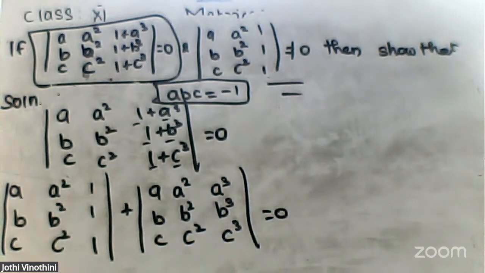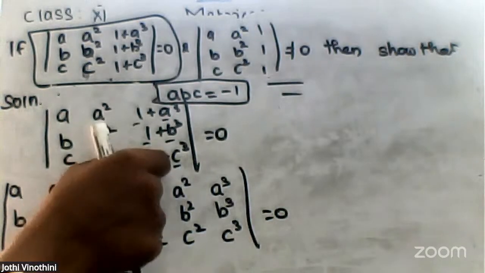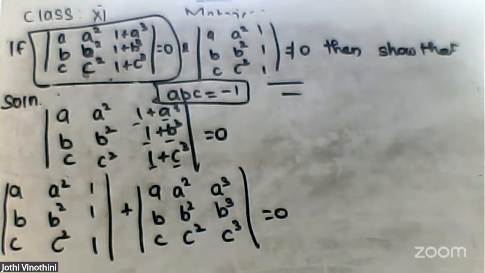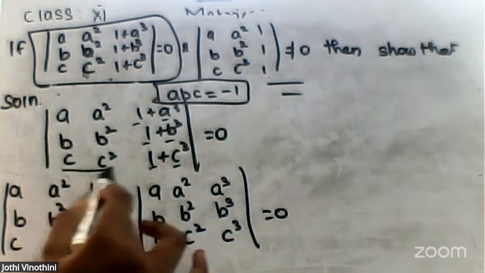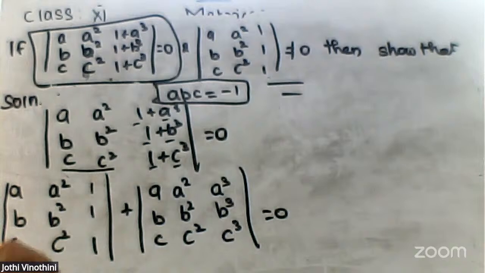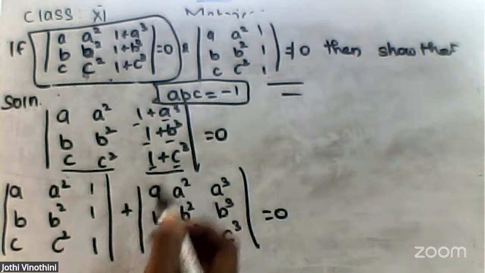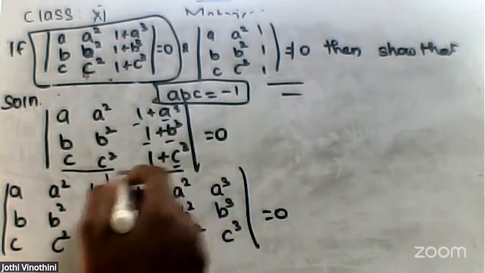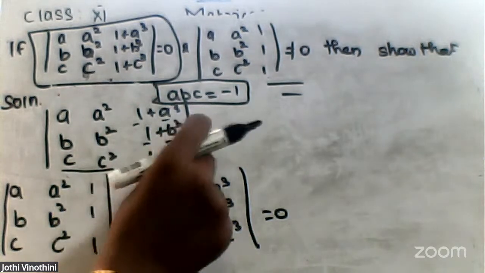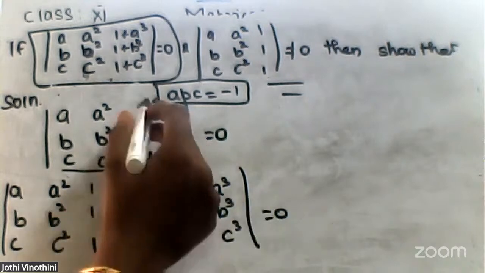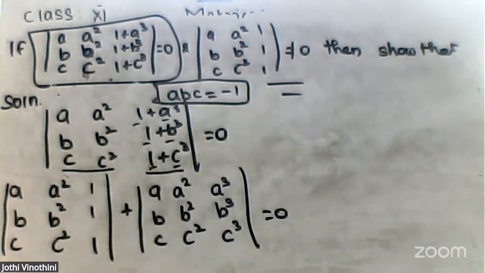So what we did is simply separate the two matrices. We keep the first two columns the same for both matrices, and in the last column we take the first element to the first matrix and the second element to the second matrix. In all of them we have addition, so we put addition here. Clear? Shall we move to the next step?